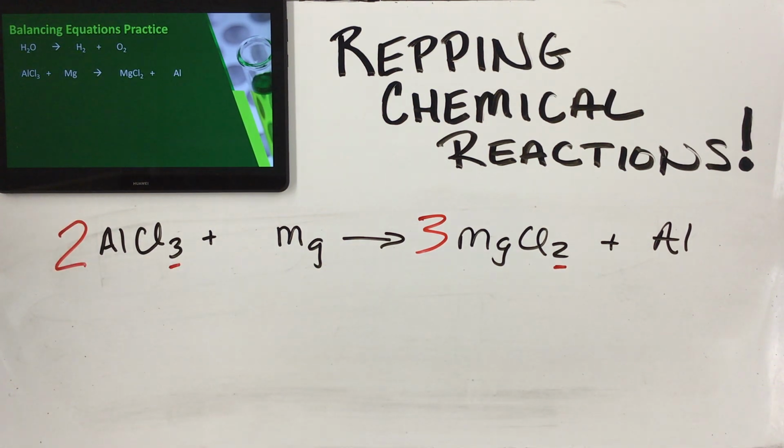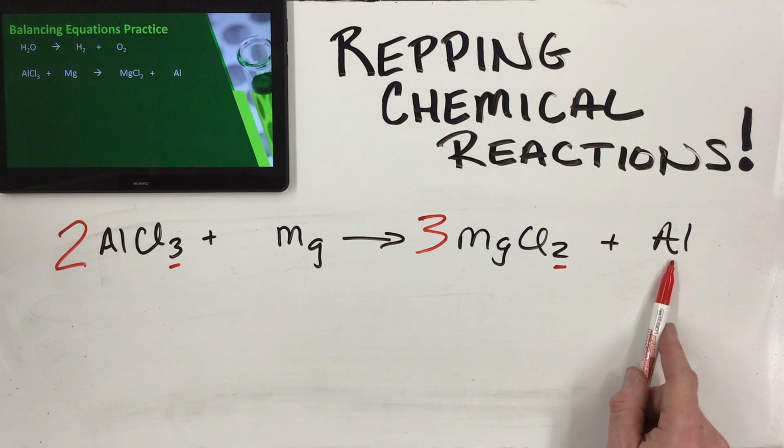And then I have to start over again at the beginning, because sometimes fixing one thing alters something that we already thought was fixed. So 2 aluminums, 1 aluminum.